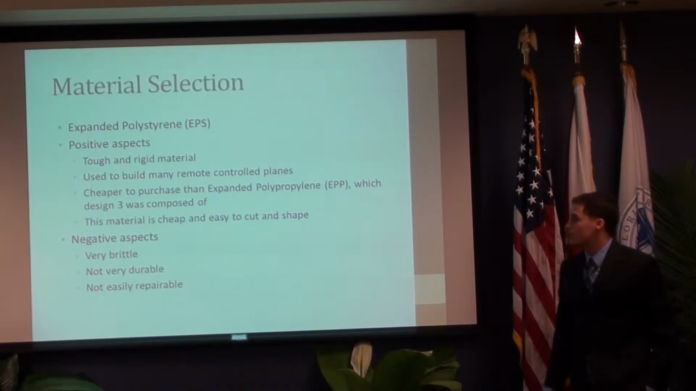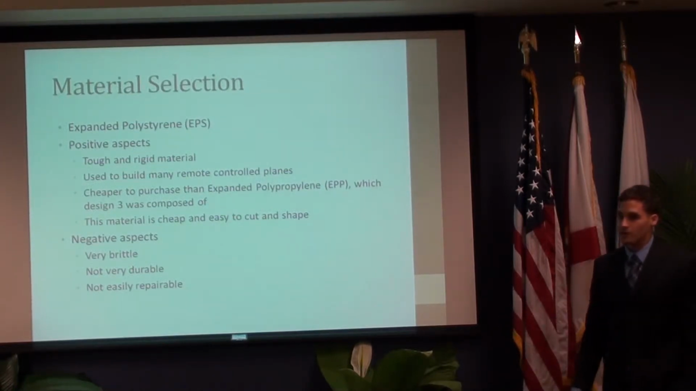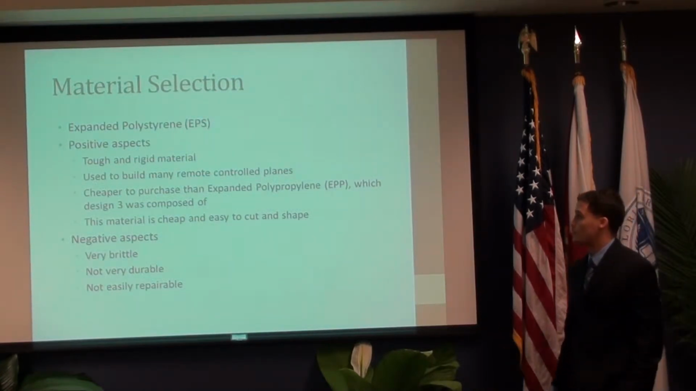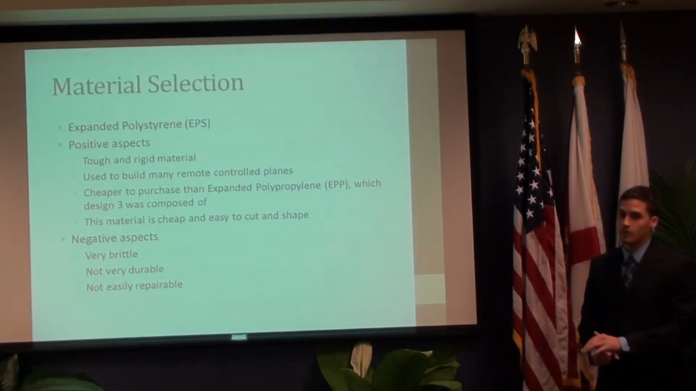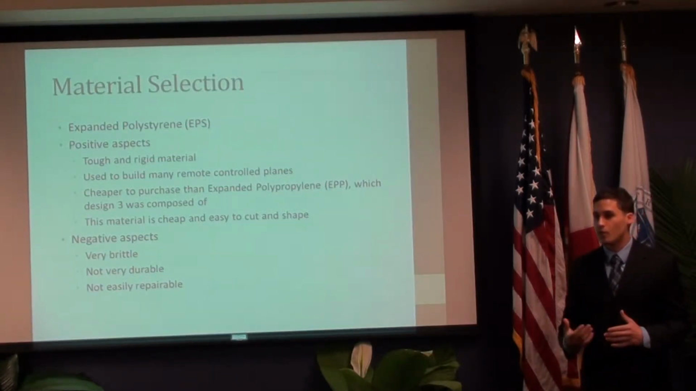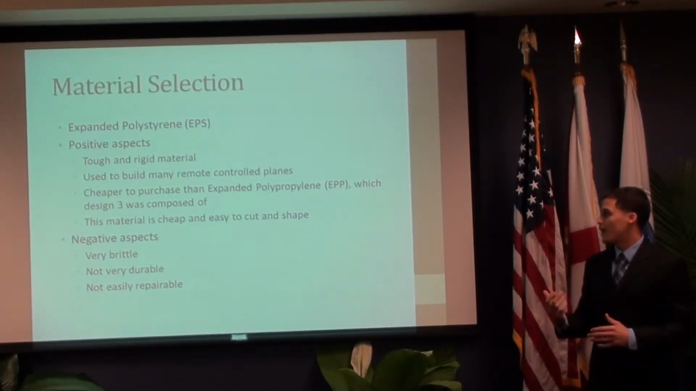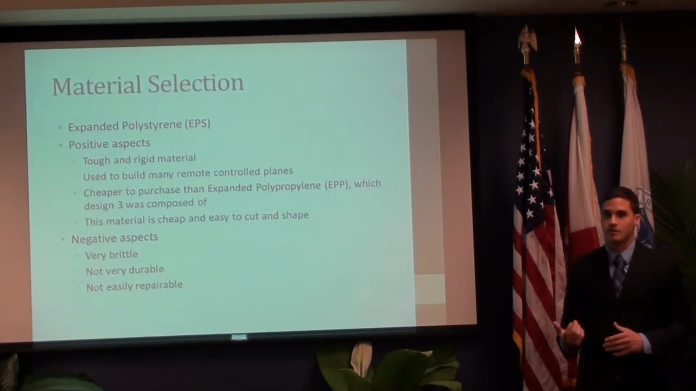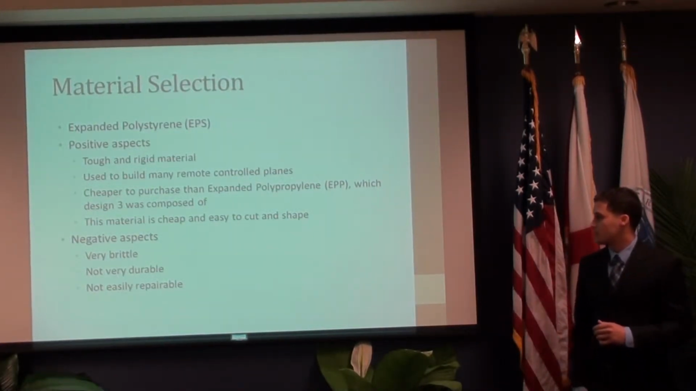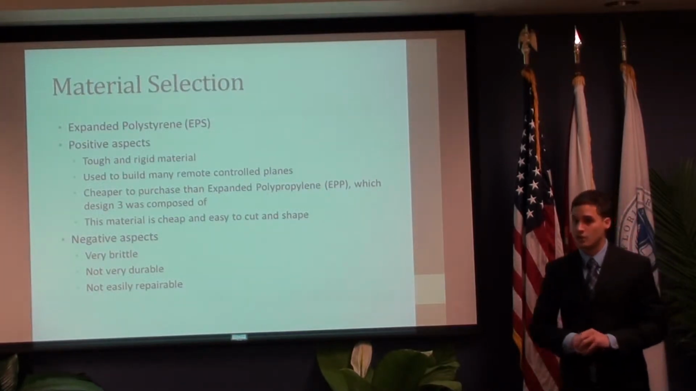For the material selection for this project, we decided to go with expanded polystyrene, mostly due to cost, as well as the weight provisions for the craft itself. Some positive aspects of the material are that it's tough and rigid. It's used in many remotely controlled RC vehicles. It's also cheaper to purchase than the expanded polypropylene that was used in the third design that we implemented.